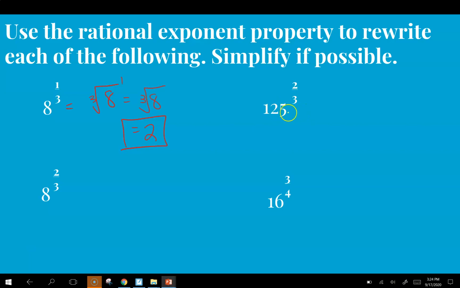All right, over here we have 125 with a rational exponent of 2/3. So I know 125 is inside my radical. The power is what's up top, so my power is 2 and my root is 3. You're going to have to be able to recognize cube roots when you see one, because 125 is a perfect cube. It's actually 5 times itself 3 times. So I could also rewrite this as 5 squared, because the cube root of 125 is 5. And now I can square that and get 25. So this simplifies to just 25.